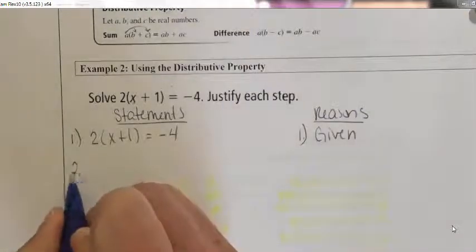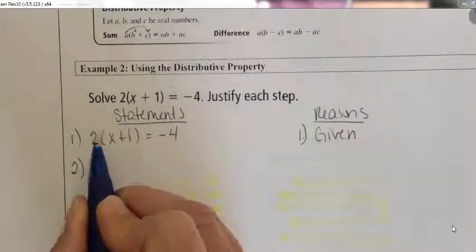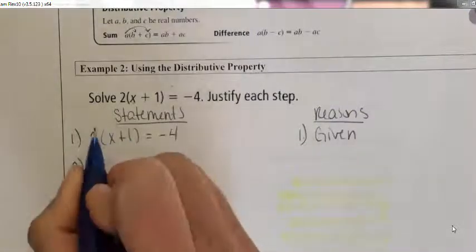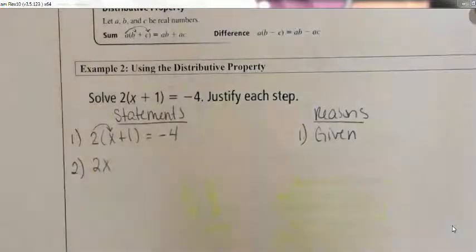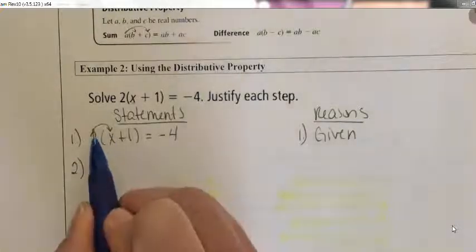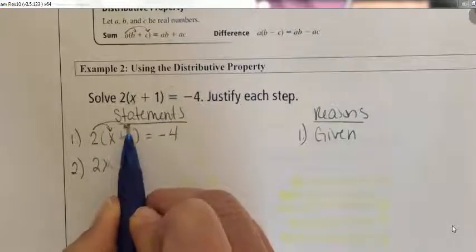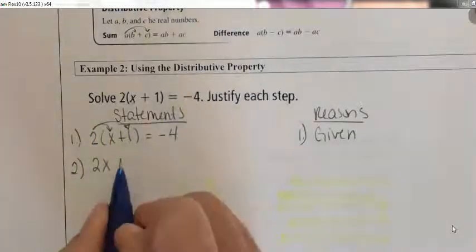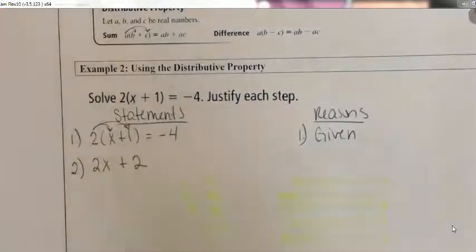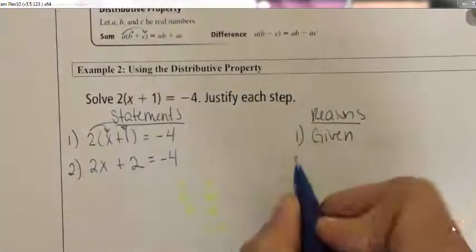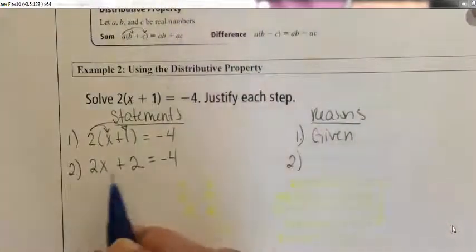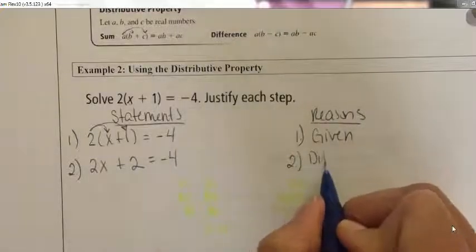Okay, so now the second step, I'm going to go ahead and distribute the 2. So when I do that, 2 times x is 2x. And then I also have to multiply that 2 to the other term in the parentheses. So 2 times 1, which is positive 2. So the reason that I was able to do step 2 was because of the distributive property.